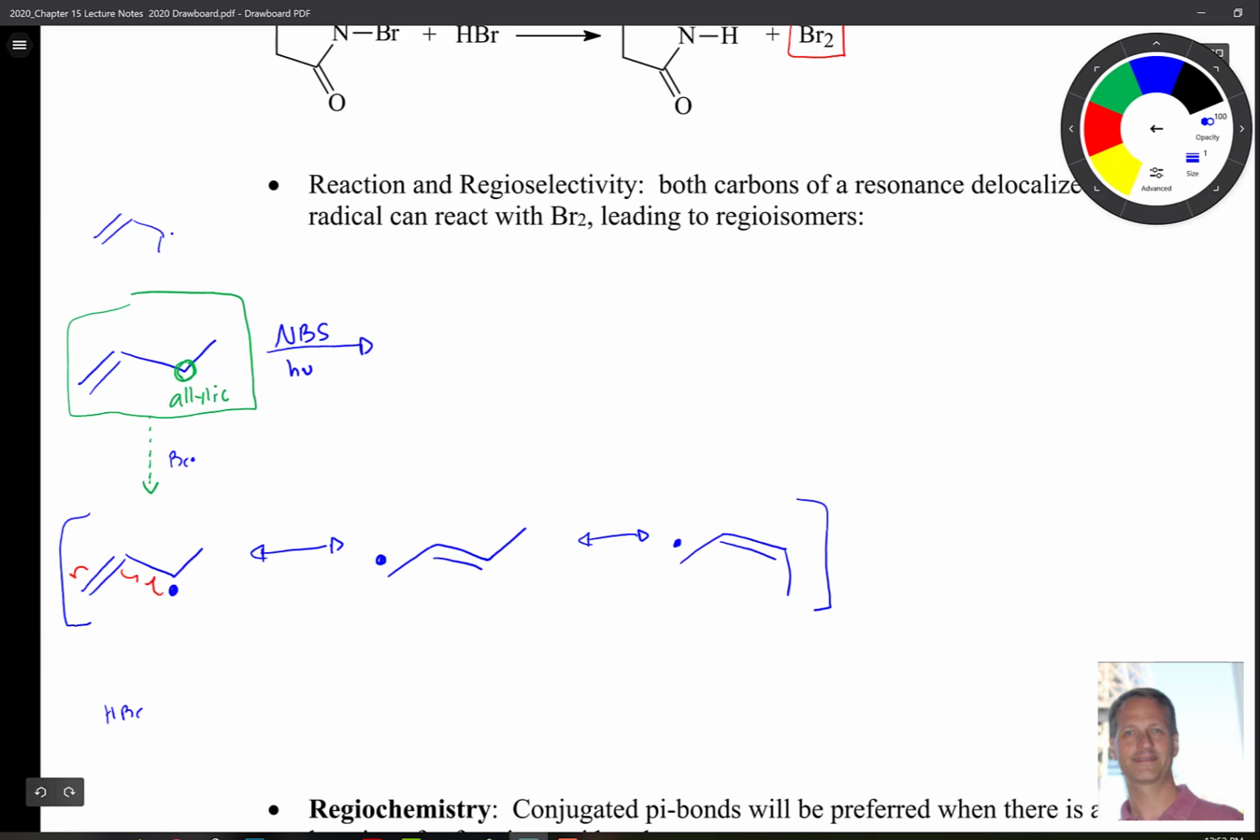Now, that's your step number one. Your step number two is going to take each one of these. I'll just draw an arrow out like this, and it's going to add Br2, because that's your propagation step number two. And the end result is that we're going to brominate the carbons that have those radicals on them.